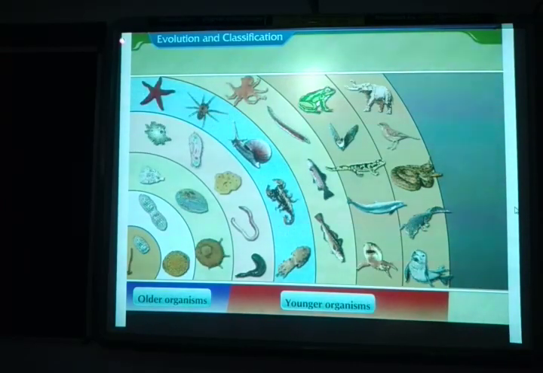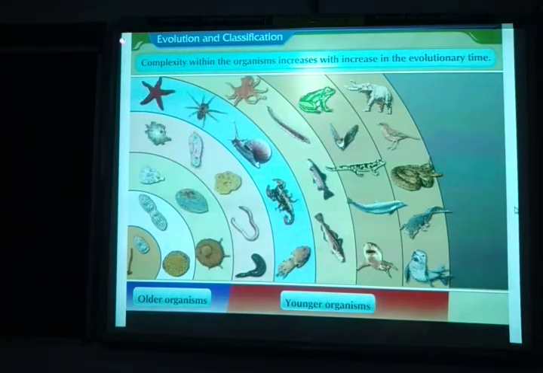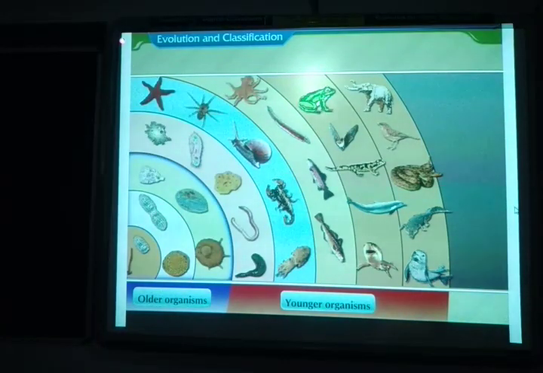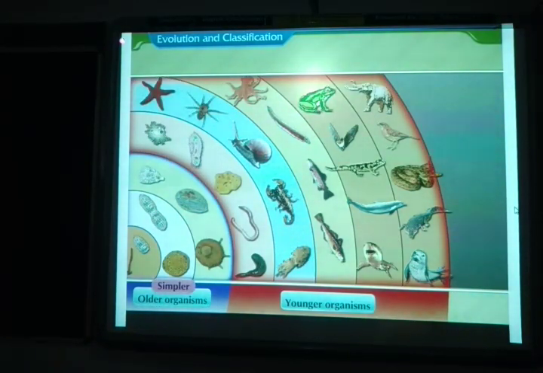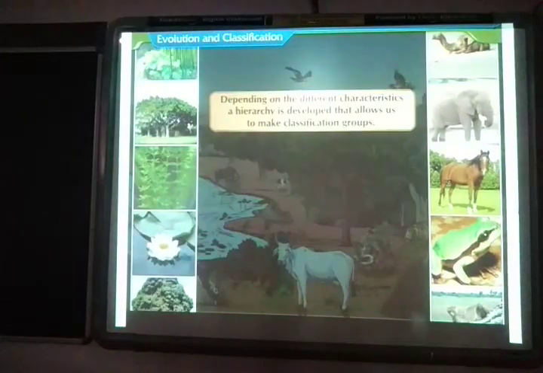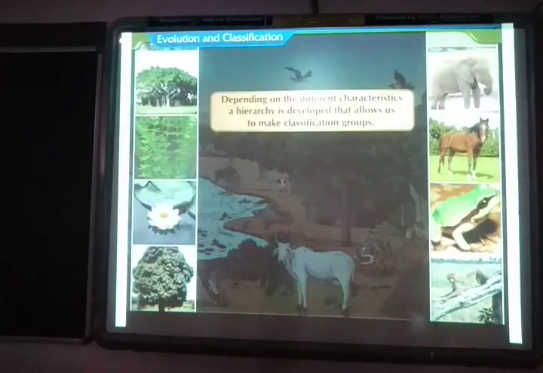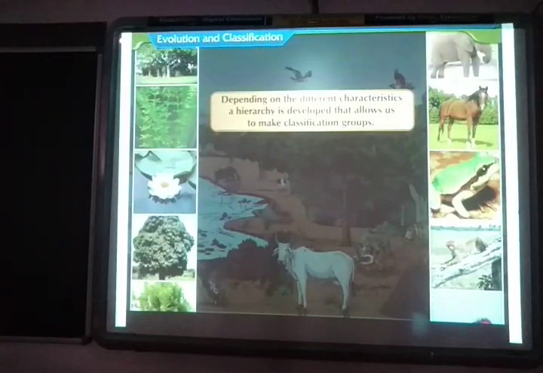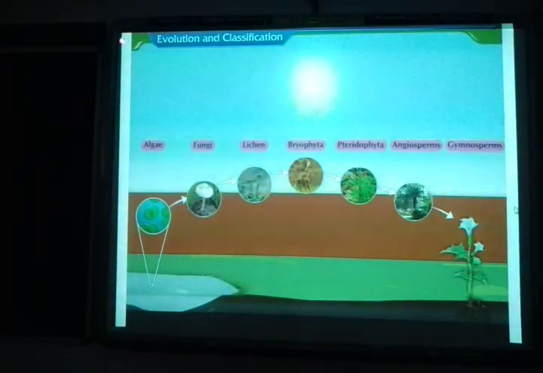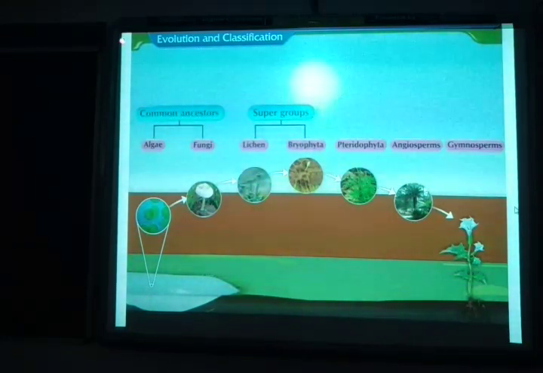There is a strong possibility that complexity within the organisms increases with increase in the evolutionary time. Hence, we can say that older organisms are simpler, while younger organisms are more complex. Depending on these different characteristics, a hierarchy is developed that allows us to make classification groups. Thus, different groups can be developed as a small group of species with advanced ancestors, then supergroups of these groups with more distant common ancestors, and so on.